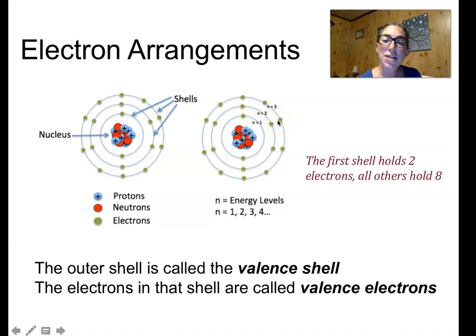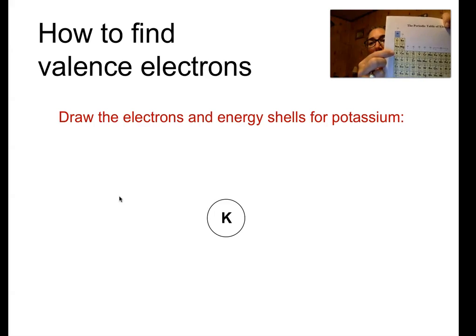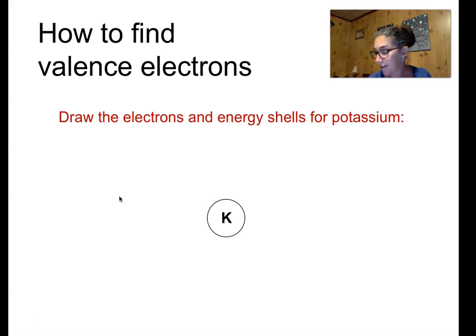So while in the last chapter we talked about how to count total numbers of protons, neutrons, and electrons, we will still talk about how to count electrons in this chapter, but we care more specifically about these outermost valence electrons. So how do we find valence electrons? Well, we could map out the electrons in an atom. We could do this for potassium. K is potassium. And if you check your periodic table, you'll find K here in group 1, and its atomic number is 19. That means it has 19 protons and 19 electrons.